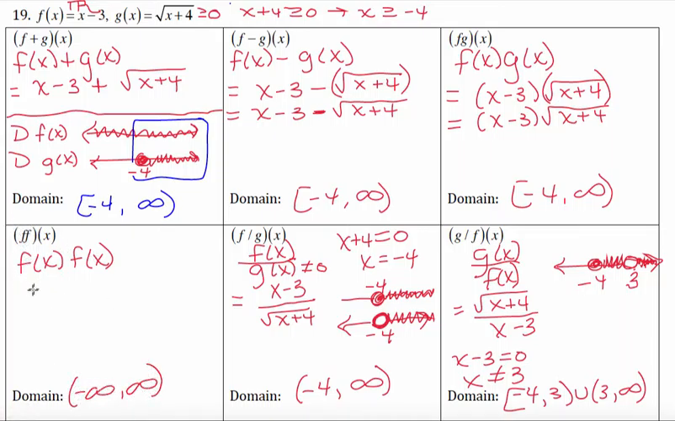And then let's go ahead and take f of x and multiply it by itself. And that is going to be an x minus 3 times an x minus 3. And then you are left with x squared minus 3x, minus 3x is -6x, plus 9.